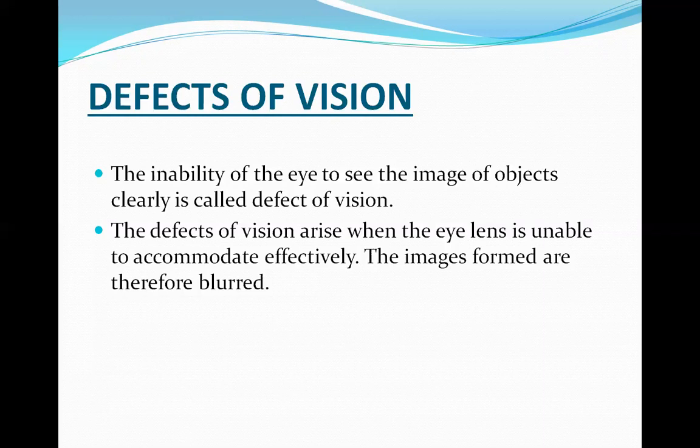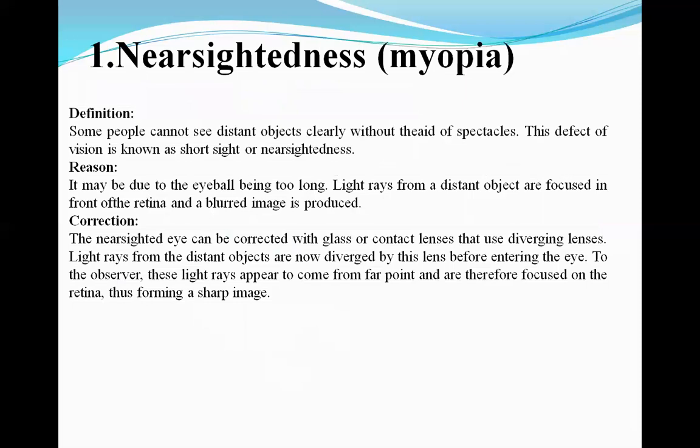If your eye is unable to see objects clearly, whether the object is near or far away, then we can call it a defect of vision. The images formed are therefore blurred. So basically there are two types of defects of vision. The first one is nearsightedness. It is also called myopia. So how will you define nearsightedness?